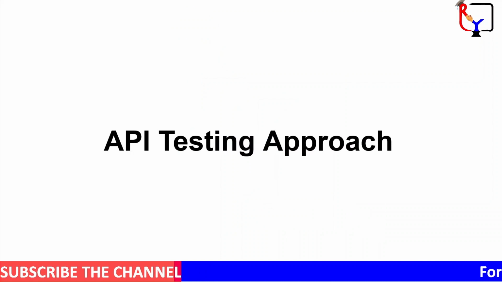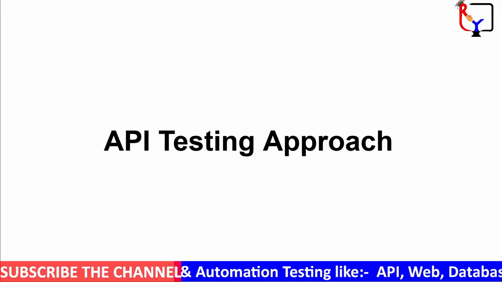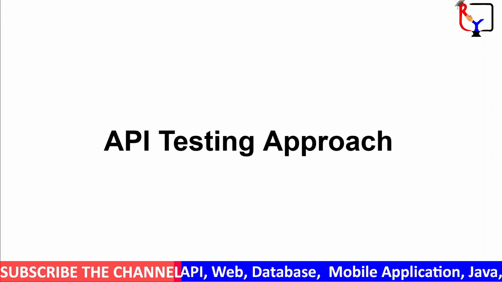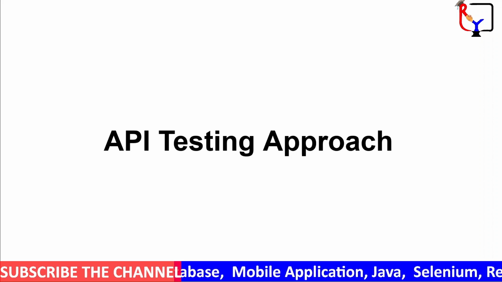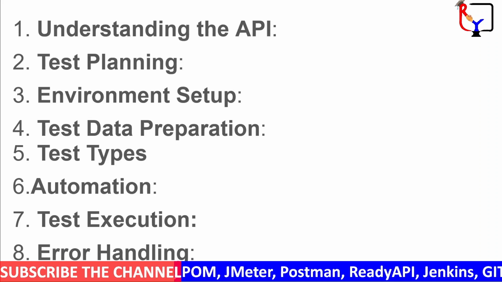Today, we discuss API testing approaches. So, let's begin. API testing is a crucial part of software development and quality assurance. It involves testing the functionality, performance, security, and reliability of APIs to ensure that they work as expected.